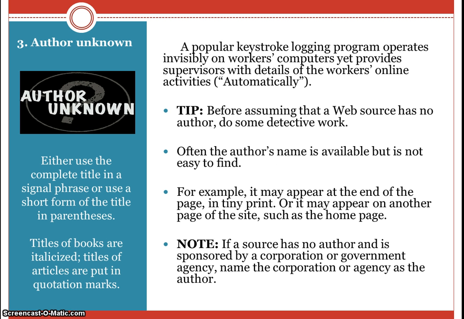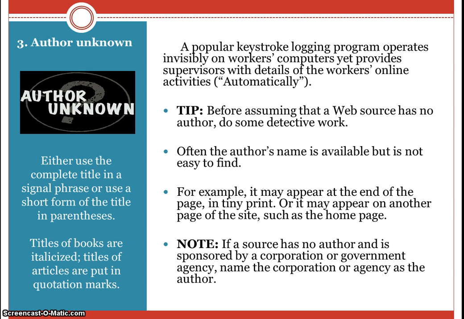Number 3. Author unknown. Either use the complete title in a signal phrase or use a short form of the title in parentheses. Titles of books are italicized. Titles of articles are put in quotation marks. Please see the following example on the right.